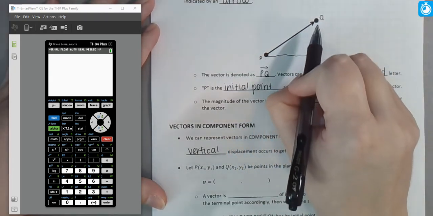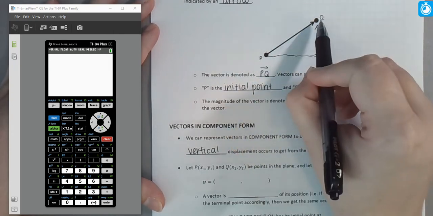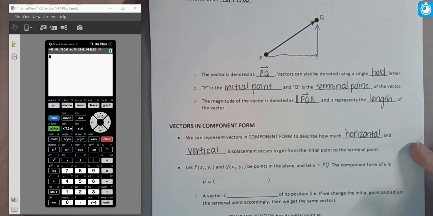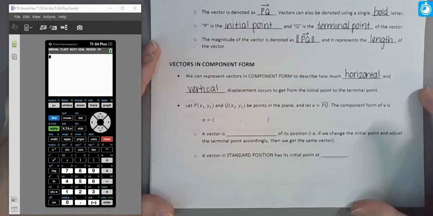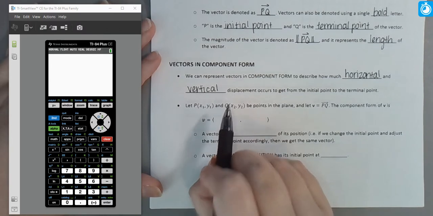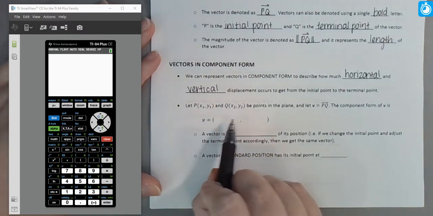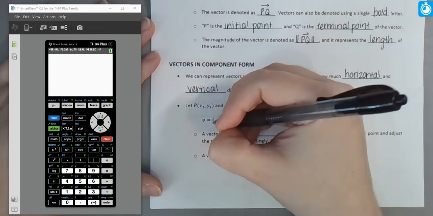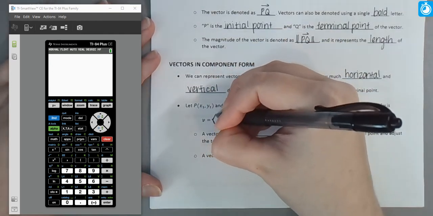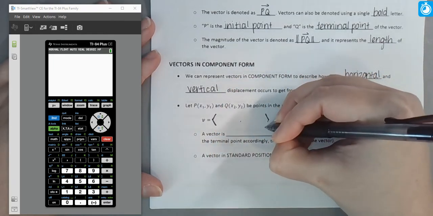Each of these is considered a separate component of the vector that takes us from our initial point to our terminal point. If we have the coordinates in the coordinate plane for where the initial point and the terminal point are, we can use these values to find the horizontal and vertical components of the vector. You'll notice the notation we're using here is an angled bracket. We don't use this notation very often.